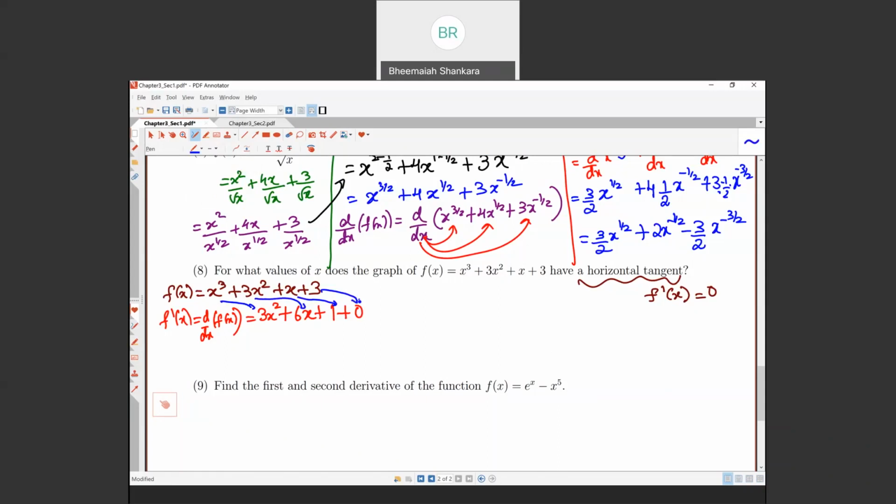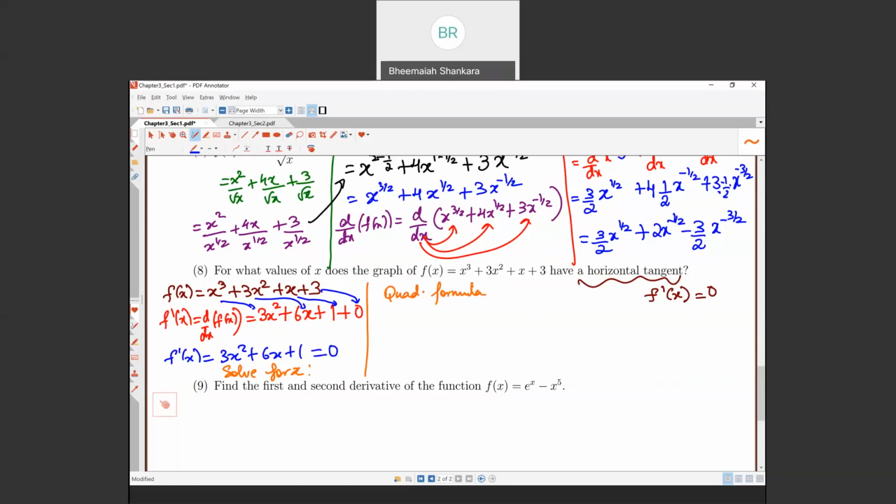So now you have the f prime term, but the definition of a horizontal tangent is f prime equal to 0. So f prime, the new term we got as 3x squared plus 6x plus 1, can be equated to 0. The idea here is you want to solve for the variable x. So first you want to try factoring directly, but that's not possible here. So you go by the quadratic formula.